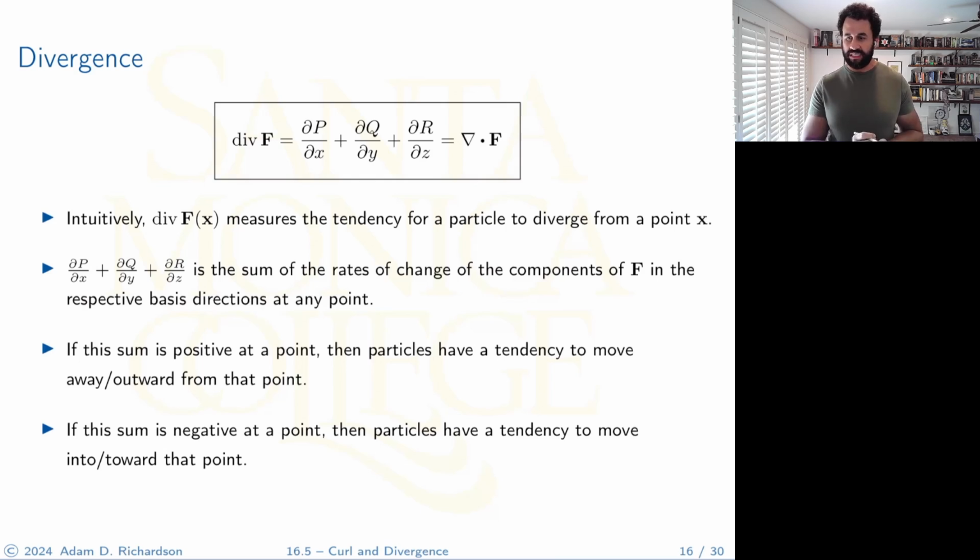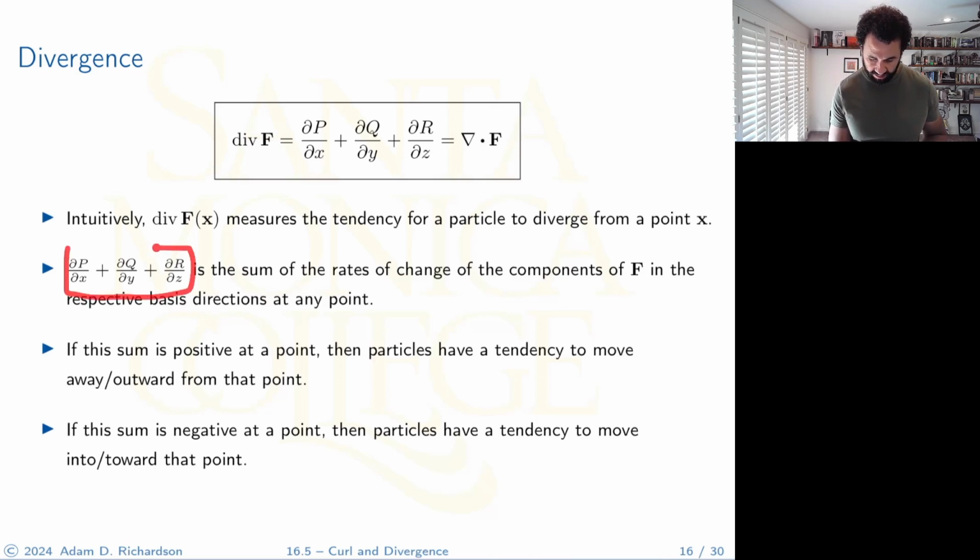The question is: is the ball going to move away from that point or toward that point? That's kind of what it is, roughly speaking. So it's a tendency. It's a tendency for things to diverge, and that's why we call it the divergence. How does this make sense more mathematically?